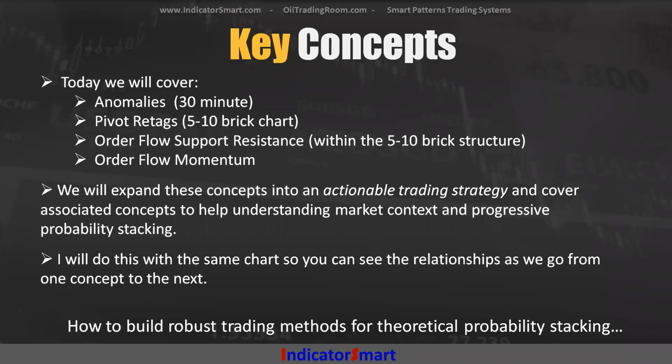And then we're going to take a look at what happens when we apply some order flow support resistance into that equation, which is a similar concept. Each one of these, anomalies, pivot retags, order flow support resistance, is becoming increasingly more micro. And so we're working from large scale down to smaller, faster scale.